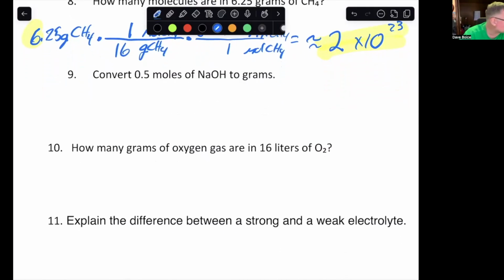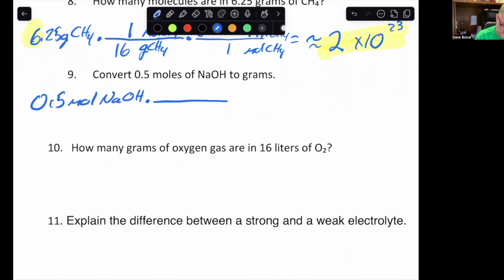Okay, now we're going from moles to grams. That's a little bit easier. We're already in moles. So let's start with our given measured quantity of 0.5 moles of NaOH. Bring our unit down.